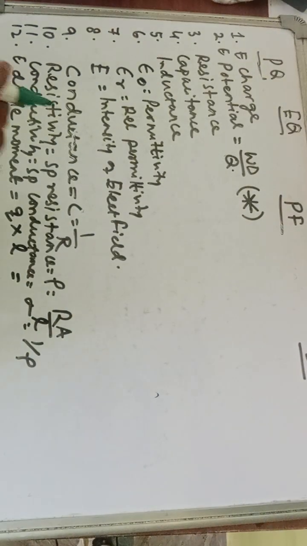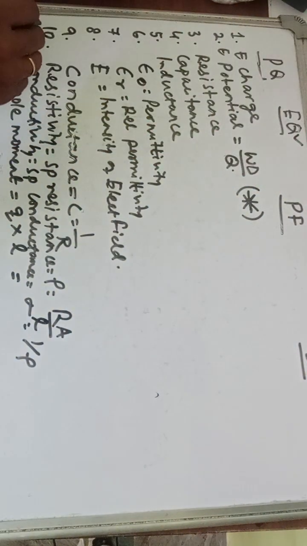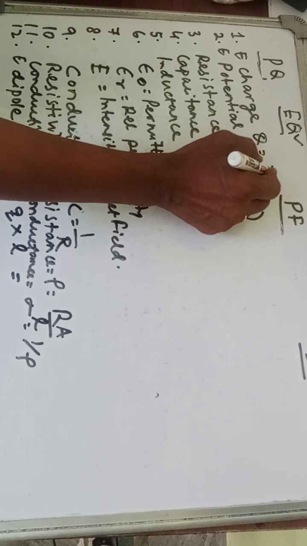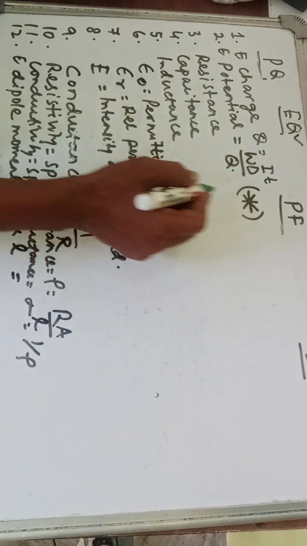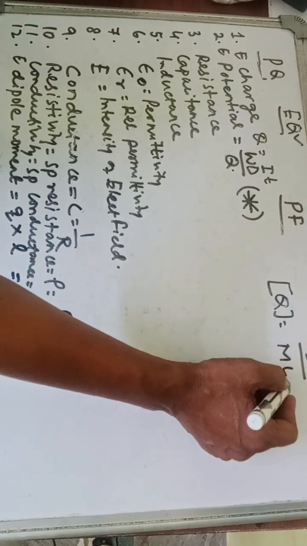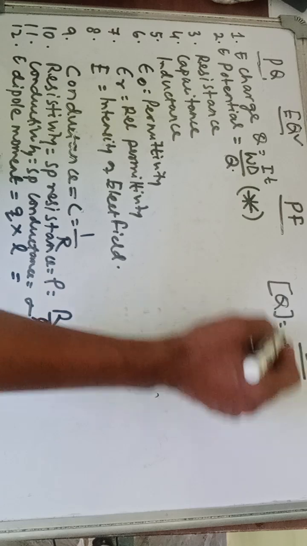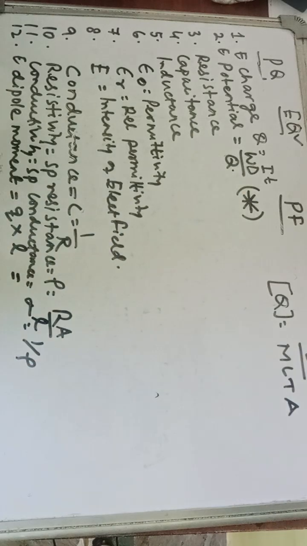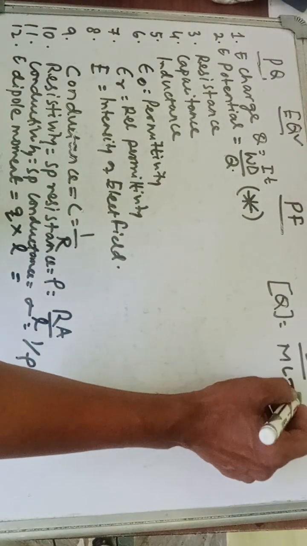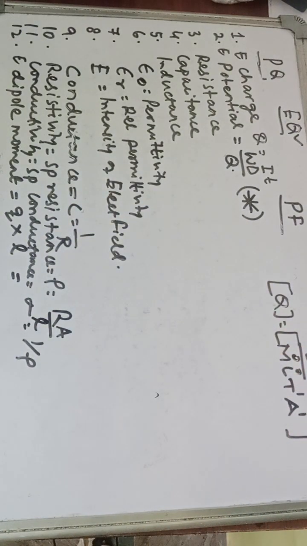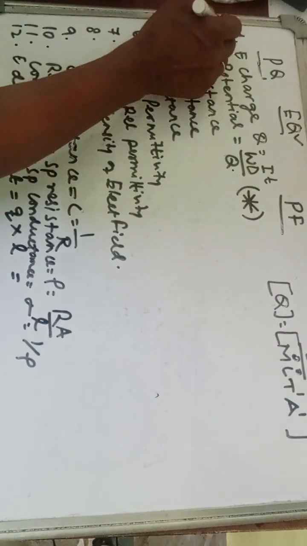Now let us have the dimensions of certain electrical quantities. Here electrical charge Q is equal to current into time, I t. In that case, the dimension of Q is M⁰L⁰T¹ and for current we take A to the power 1. For current it's ampere, for ampere we take A. Now this we need to remember.